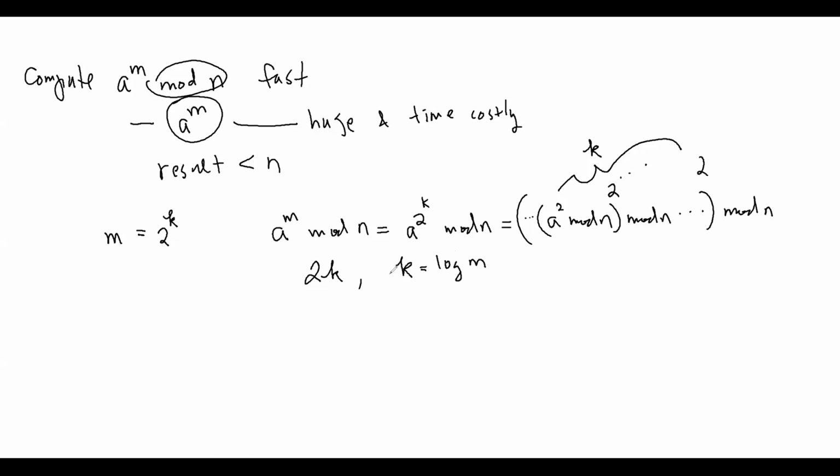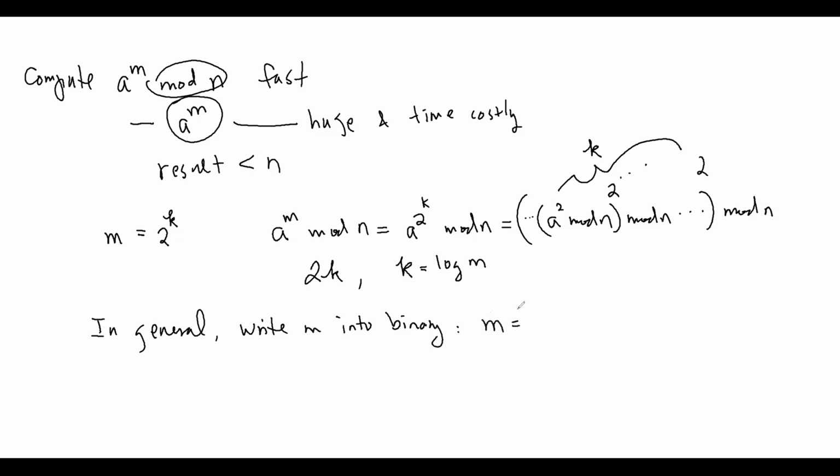So this is a special case. What happens if m is not a power of 2? Then in general, we will first write m in binary.